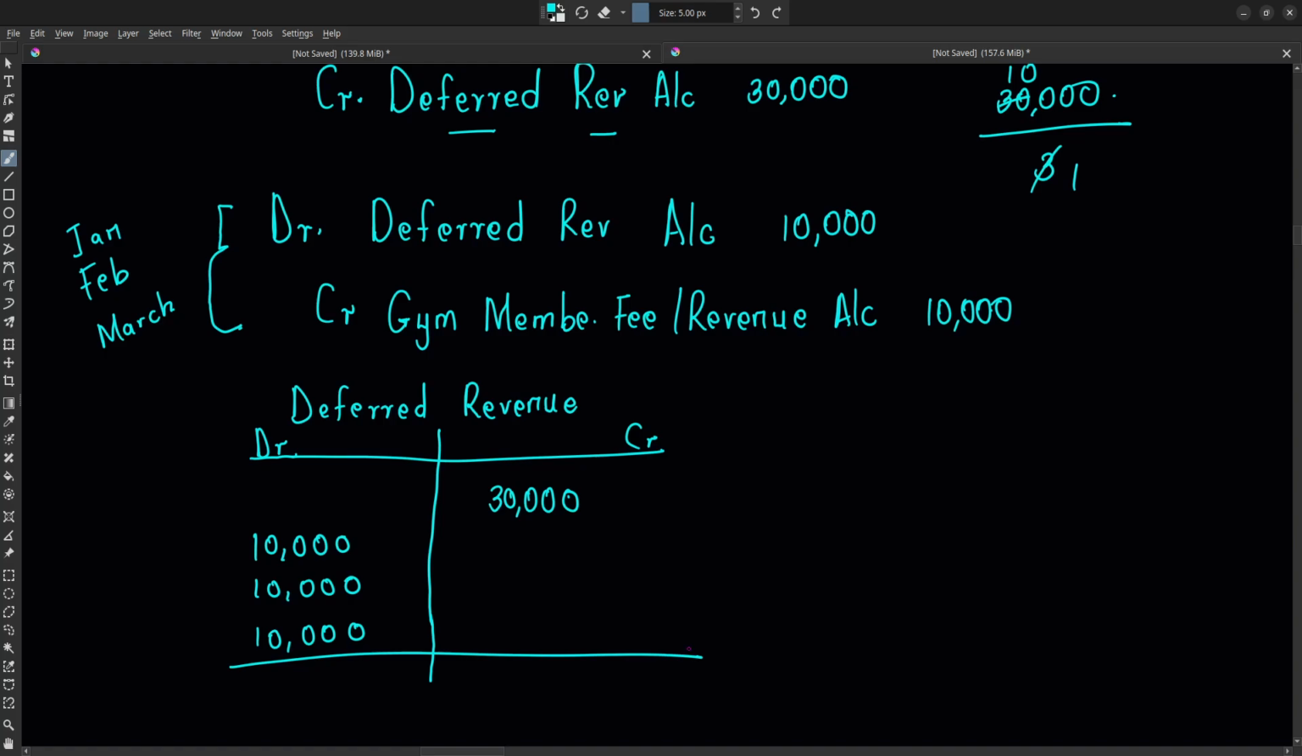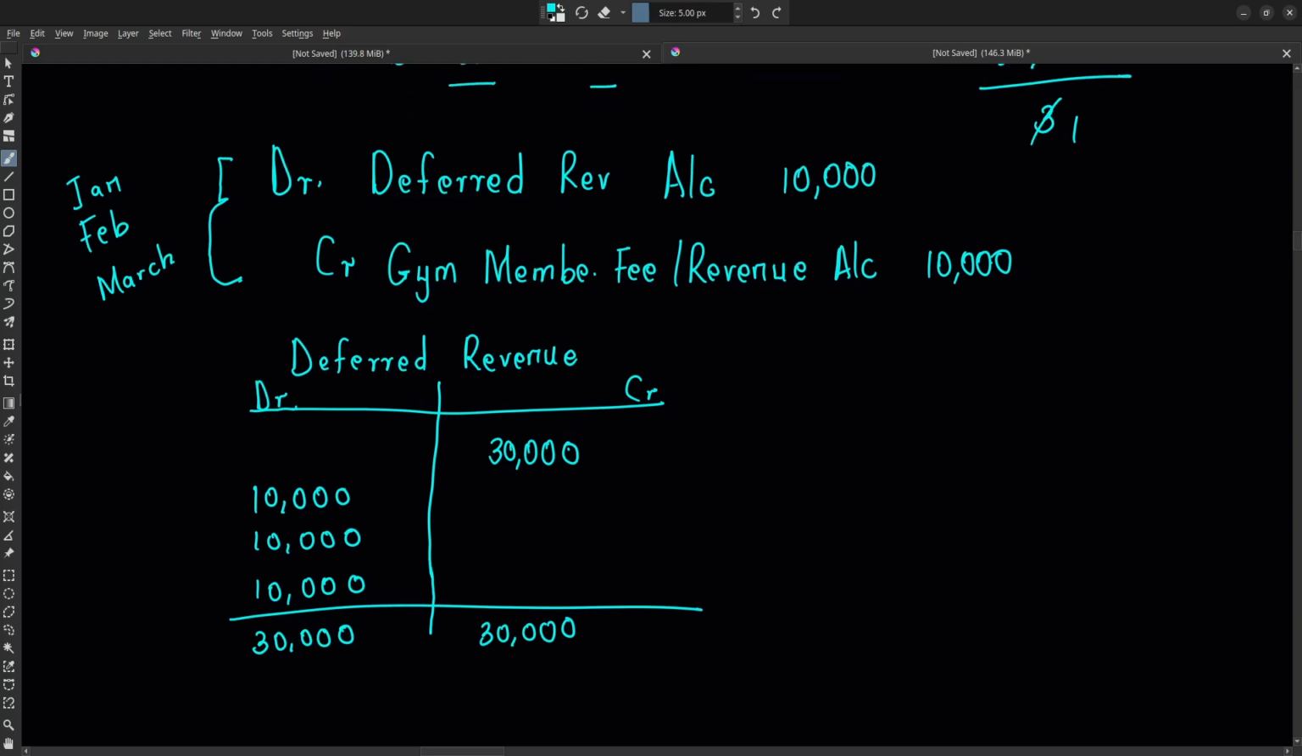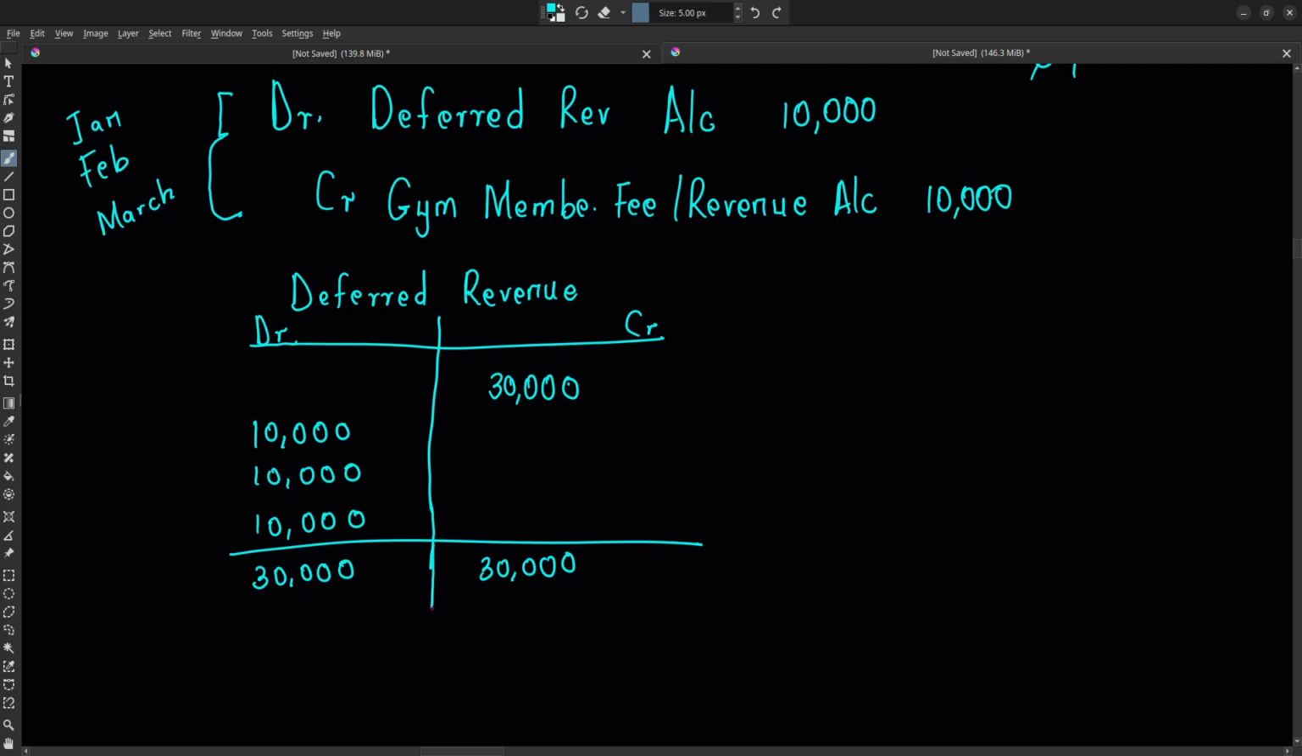How will this look like? Here we have 30,000 on the credit side, and 30,000 on the debit side. So this is basically a balance of 0. Okay, when you take this here, you're going to have a 0 balance on deferred revenue. Okay, so this is just an adjusting entry used to recognize that this revenue is yet to be earned.